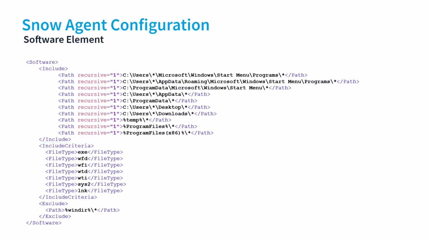You will rarely have to touch this section for Windows agent configurations. In most cases, the default inclusions are enough to catch all software. But if you find that some application data is missing in your reports and you know that those are installed in a non-standard location, you might need to add a path or two to this section.